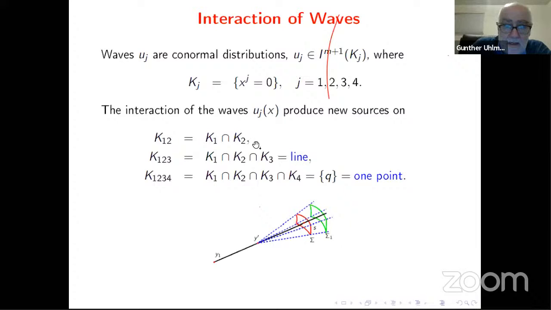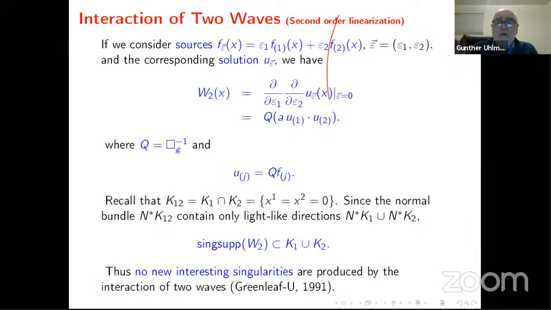And you have the interaction of two waves. Interaction of three waves is a line in four-dimensional space. And generically, four waves will interact in one point. And we do what's called the second order linearization, the interaction of two waves.